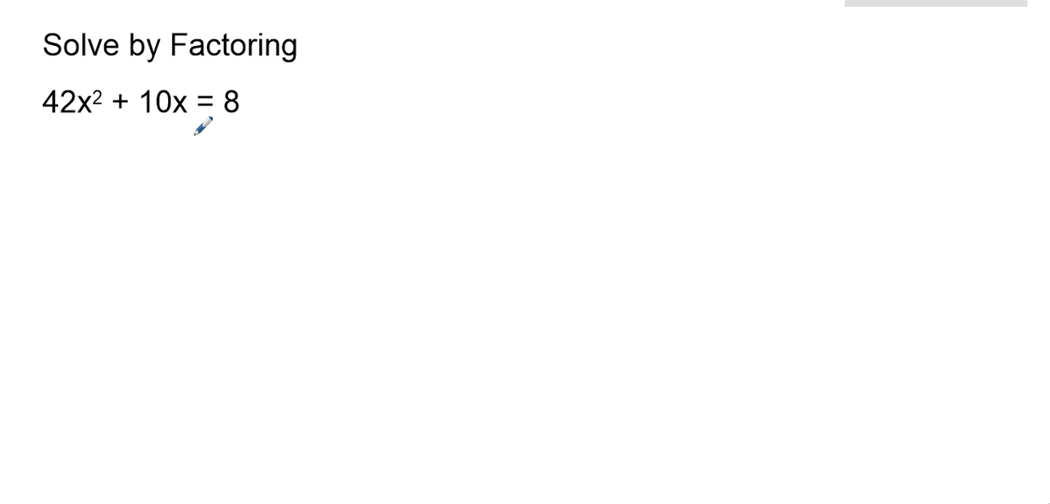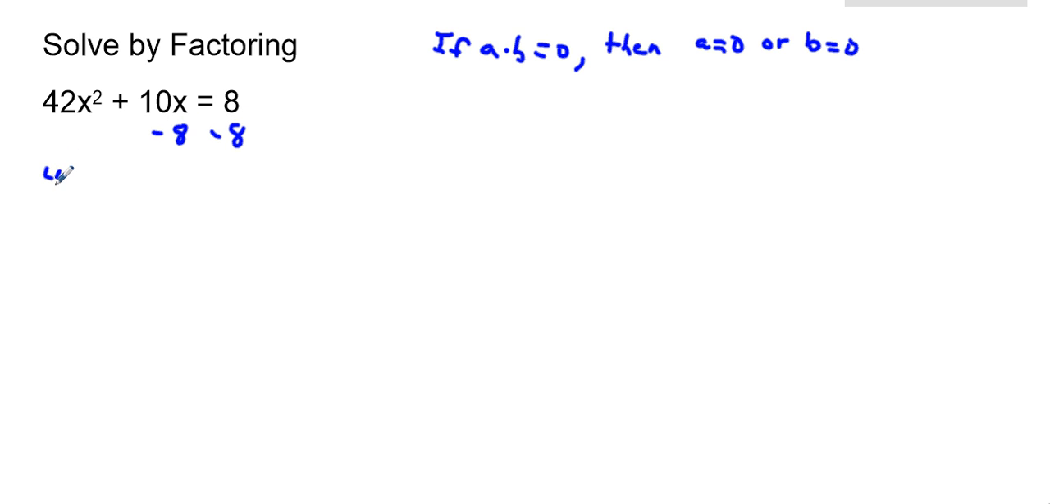Okay, step number one hasn't changed. We're using the zero product property, and a quick reminder, that's if a times b is equal to 0, then a equals 0 or b equals 0. So the first thing we're going to do is make it match the if statement, and that means we need to set it equal to 0. Let's do that by subtracting 8 from both sides. We get 42x squared plus 10x minus 8 is equal to 0.